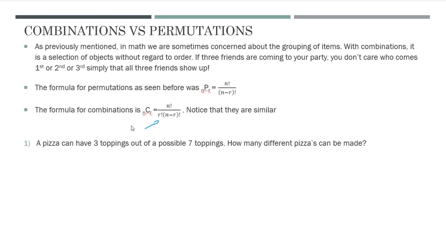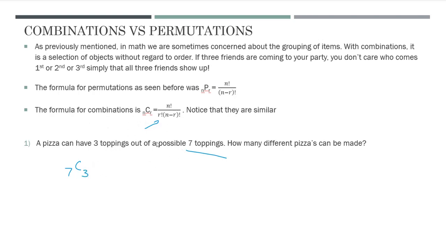So if we look at the pizza, it can have a possible 7 different toppings at the store, and we want to have 3 toppings. Do we really care which order the toppings are in when we're ordering it? No. So how many different pizzas can be made? Well, we've got 7 choices, so that's going to be 7 choose 3.